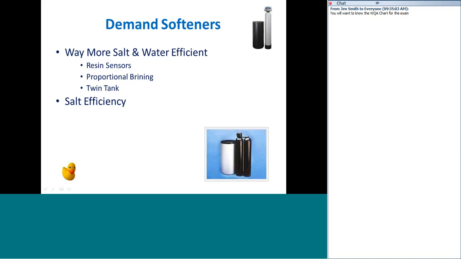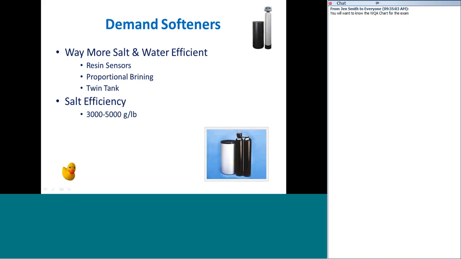But what is salt efficiency, and how do you actually rate it? What does it mean? An efficient softener should be able to regenerate 3,000 to 5,000 grains for every 1 pound of salt used. Okay, so an efficient softener should be able to regenerate 3,000 to 5,000 grains.